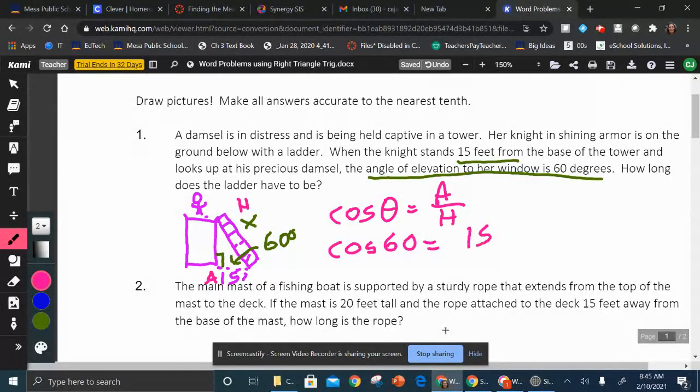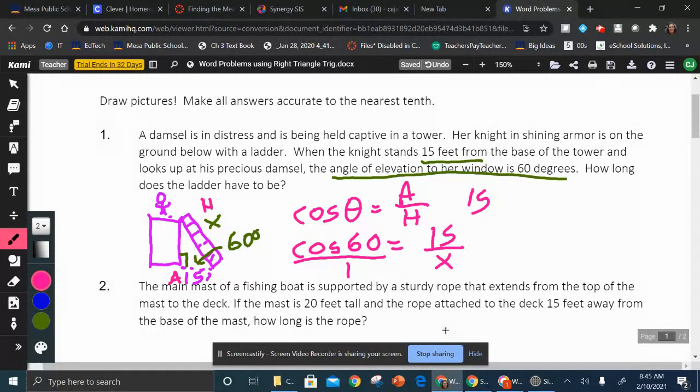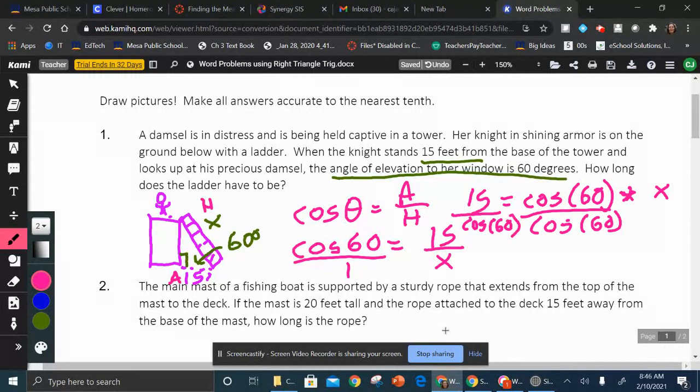So cosine of 60 is equal to 15 over x, whole numbers over 1, cross multiply. So we're going to get 15 is equal to cosine of 60 times x. So we're going to divide each side by the cosine of 60. So we get x is equal to 30 feet.